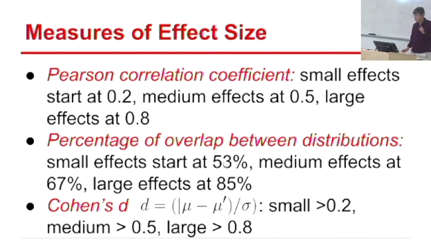But for now, be sure you understand the difference between significance, which is the probability that it happened by chance, and importance, which is that the difference is meaningful enough to be used for predictions and stuff like that. Any questions about that?